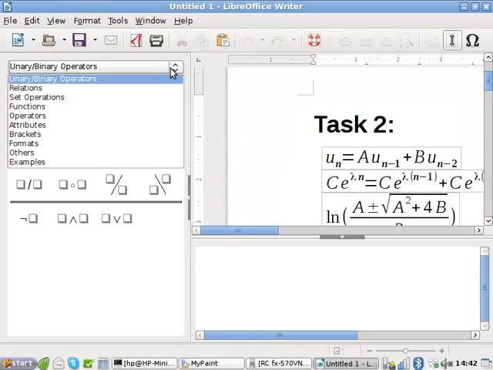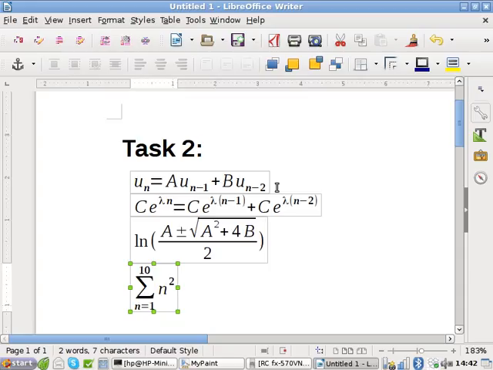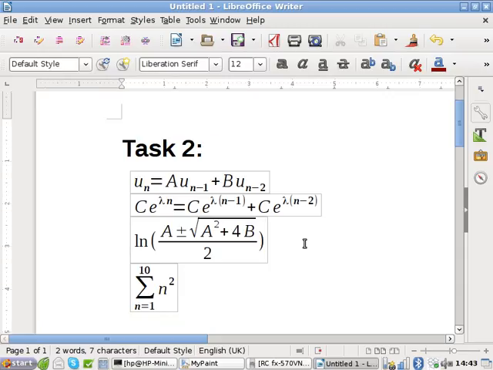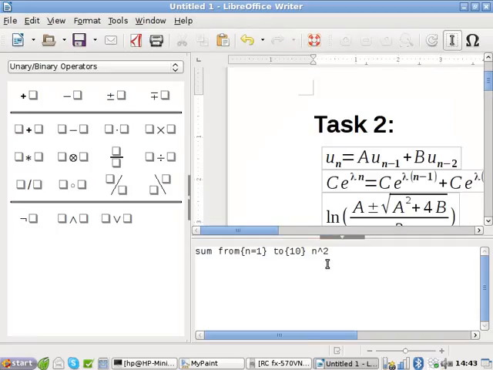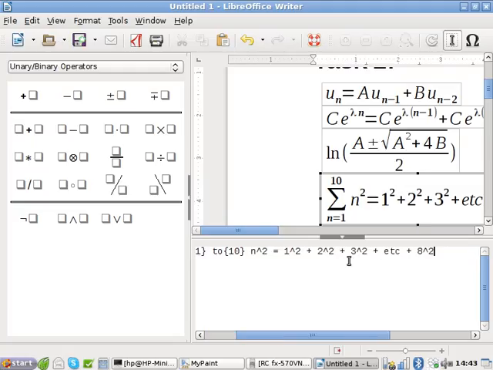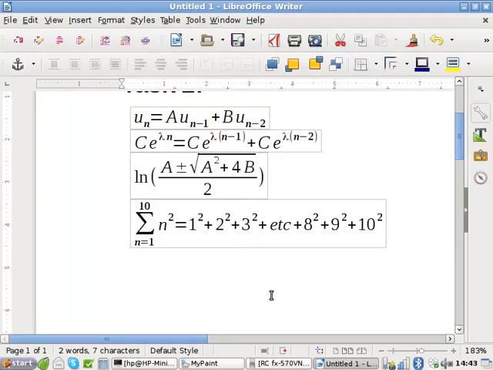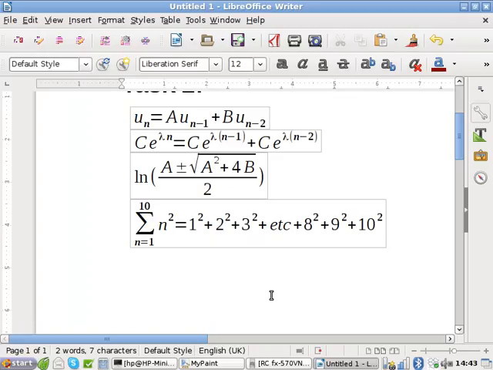Let's just get it here. I think it might be operators. Now we want to pick this one, for example. So this is from n equals 1 to, let's say, 10, and let's say it's n squared. And there it is. So I could say this equals 1 squared plus 2 squared plus 3 squared, etc., plus 8 squared plus 9 squared plus 10 squared. Like this. Any other math symbols we need?